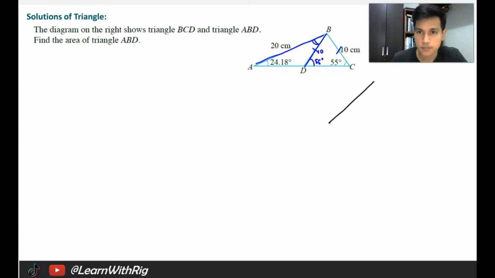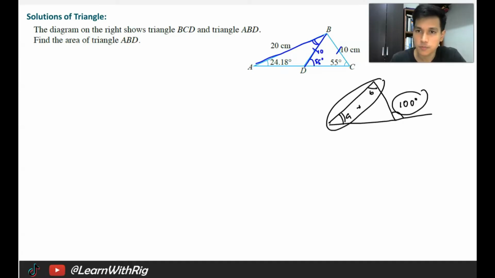When you have a triangle, you can get the external angle of one of the sides. Let's say this external angle is 100. This 100 is equivalent to this angle here, let's say A, plus this angle here, let's say B. These two angles added together should be equal to the external angle. So in this case, you notice that here is 55. The 55 external is equivalent to 24.18 plus this angle that you're looking for.